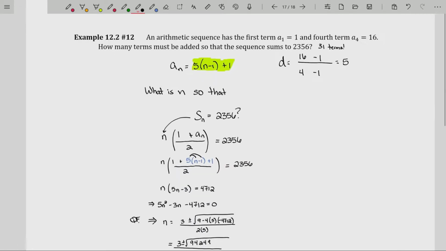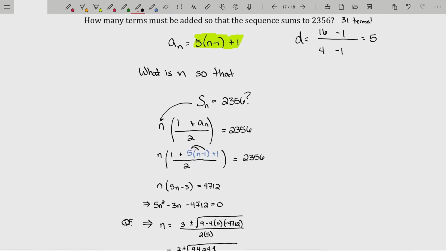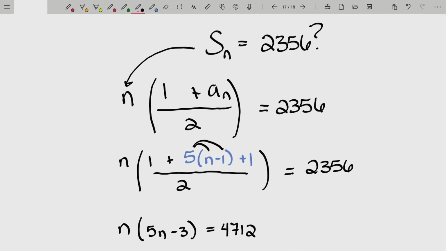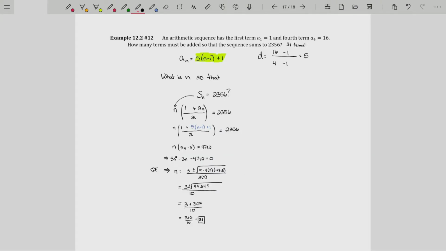Again, I'm just using the averaging formula for S sub n. And then in this case, the averaging formula didn't really quite help out, but it sort of did, because it was the average of the first and the last term. We just didn't know what the last term was, but I have a formula for it in blue.